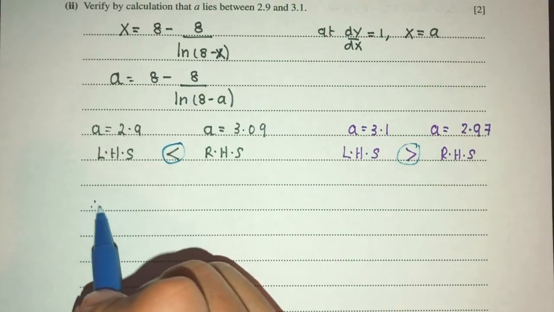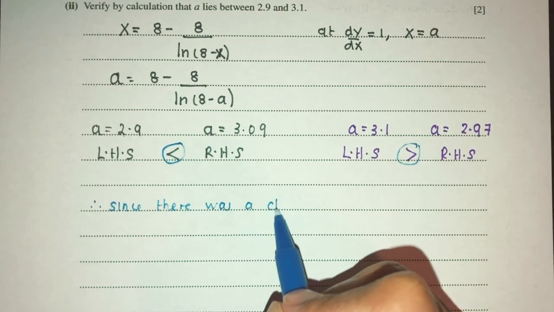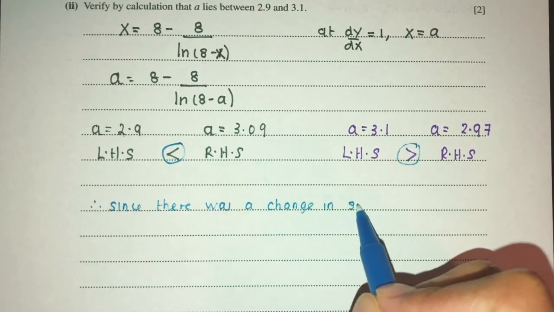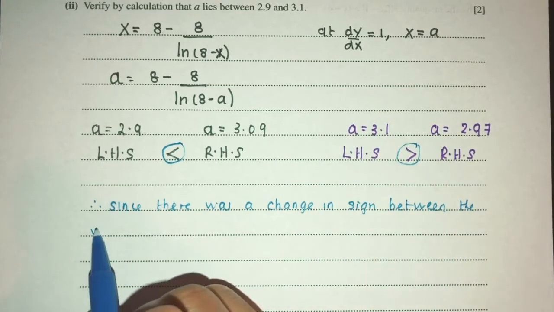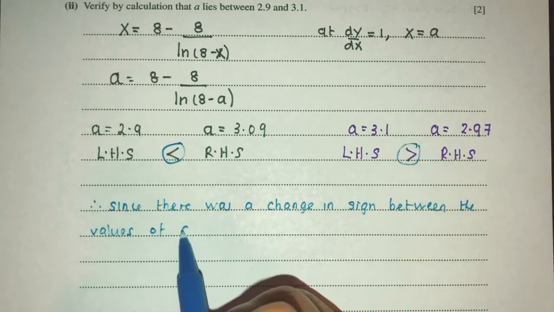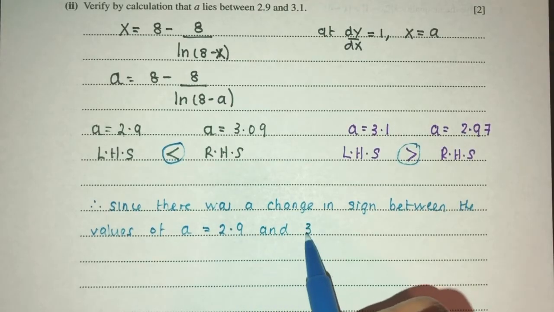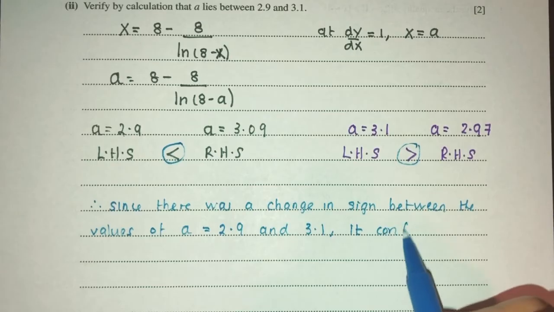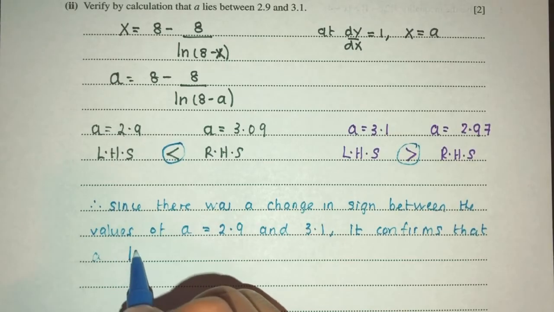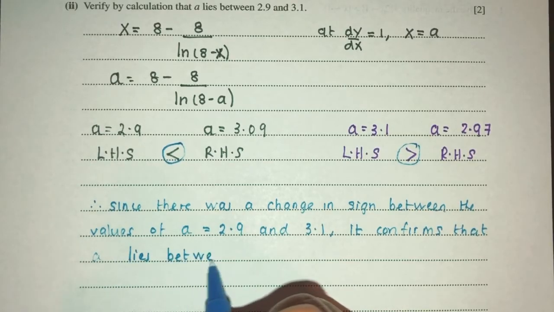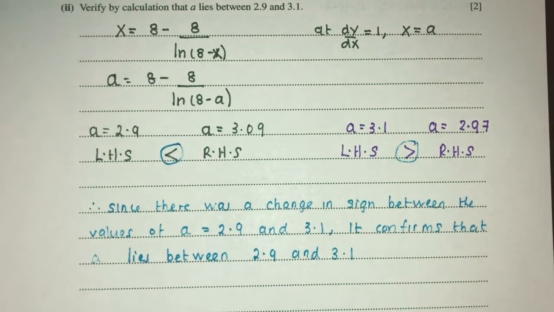You can write down, since there was a change in sign between the values of a equal to 2.9 and 3.1, it confirms that a lies between 2.9 and 3.1. Okay, that is for part 2.